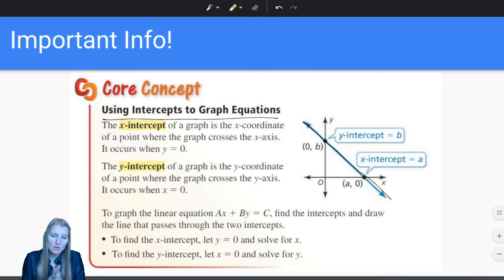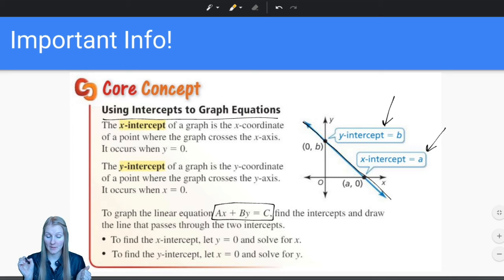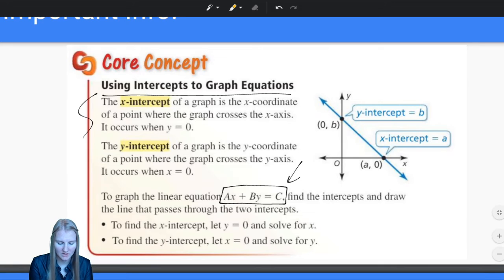So what we're going to do in the next example is they're going to give us an equation, ax plus by equals c, and we need to find the y-intercept, find the x-intercept, and then we can draw a line between them, and we will have graphed ax plus by equals c. So, a little bit more information about x and y-intercepts.